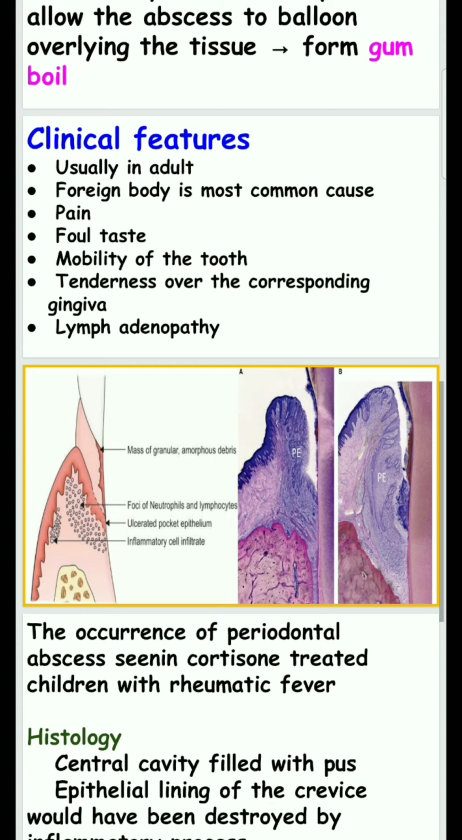Lymphadenopathy is the production of inflammatory cells. Wherever inflammation occurs, the inflammatory cells get produced by the lymph nodes. The enlargement of lymph nodes is called lymphadenopathy. So in this case lymphadenopathy is common.